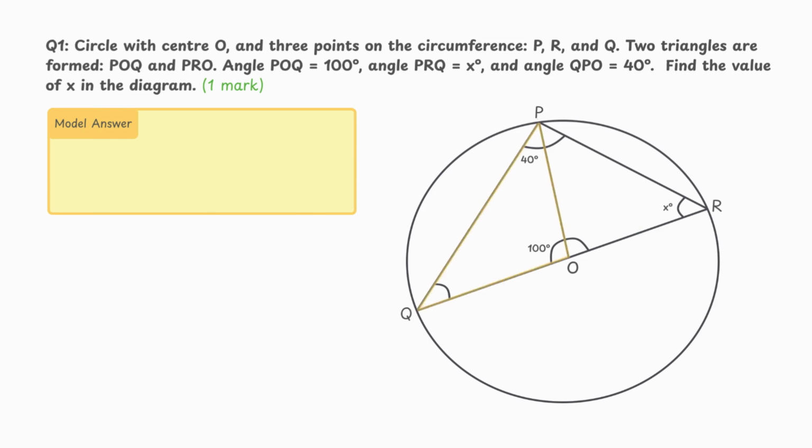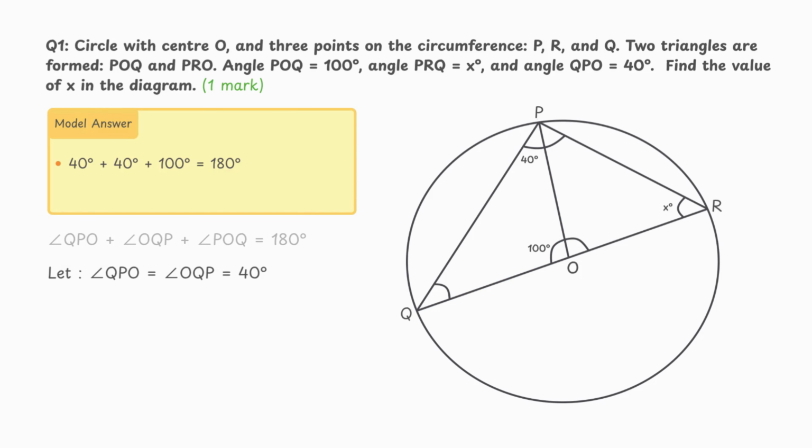Now look at triangle POQ. Since OP equals OQ, this triangle is isosceles, so the base angles are equal. That means angle QPO is equal to angle OQP. Using the angle sum of a triangle, angle QPO plus angle OQP plus angle POQ equals 180 degrees. So we have two equal angles plus 100 degrees equals 180 degrees. That leaves 80 degrees for the two equal angles. So each one is 40 degrees.